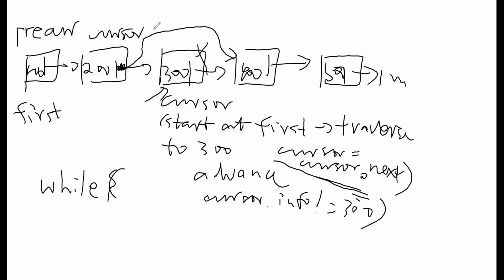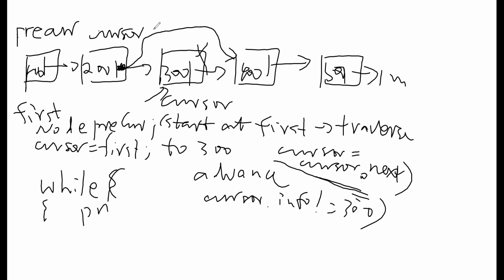Okay, and then outside, you set your cursor equal to first. And we also need to keep track of the precursor. The precursor is also a node type. And over here, what you need to keep track of is the precursor. Within the loop, keep track of the previous position where the cursor is at, and then you update your cursor.